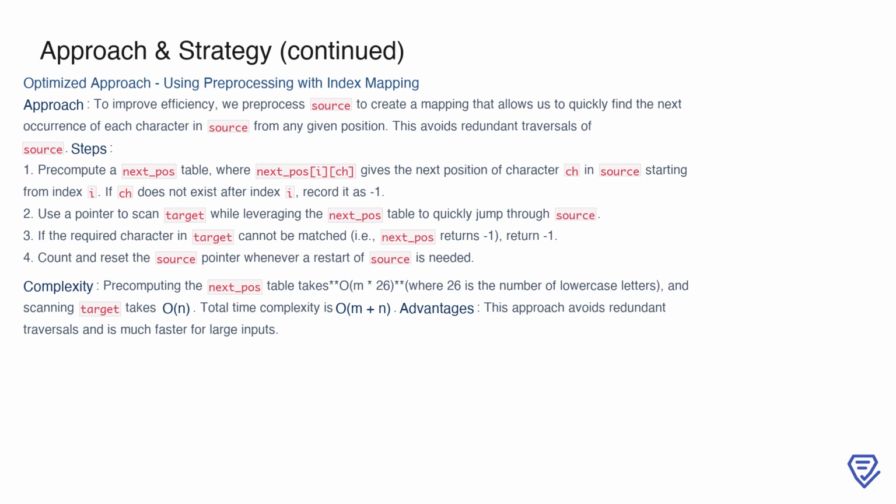Pre-processing the table takes m*26, where m is the length of source, while scanning target takes n, resulting in an overall complexity of m plus n. This method is not only efficient but also avoids redundant traversals, making it highly effective for large inputs.